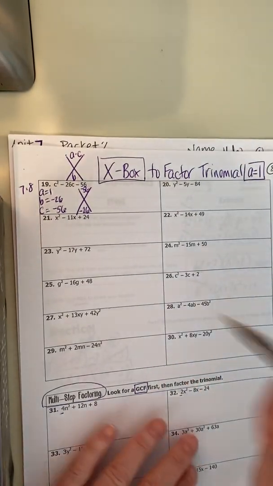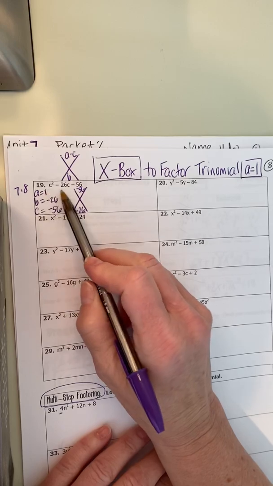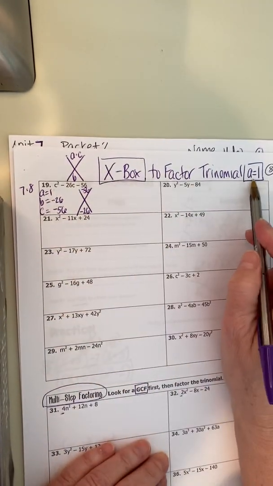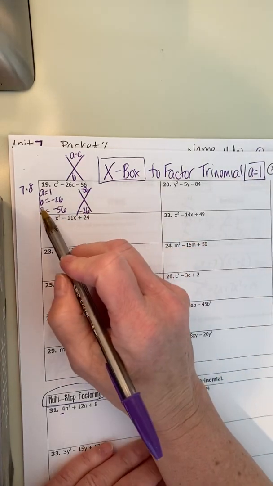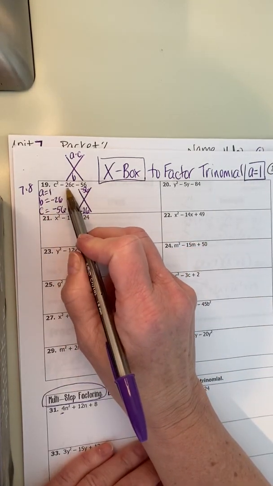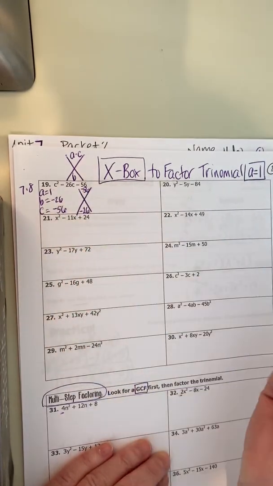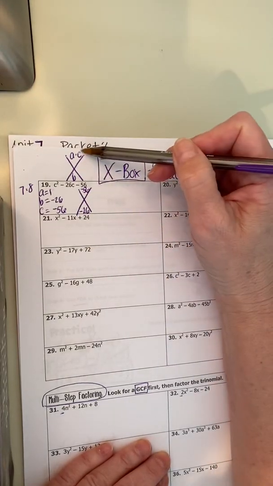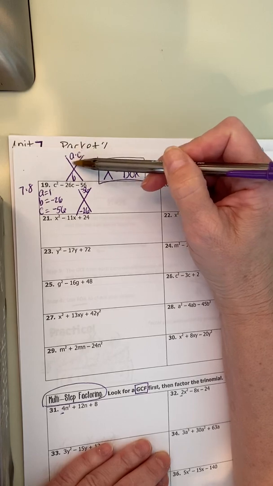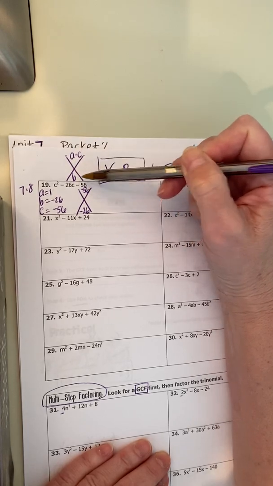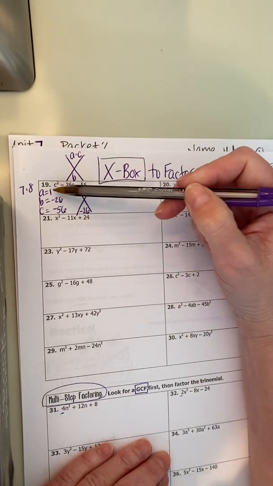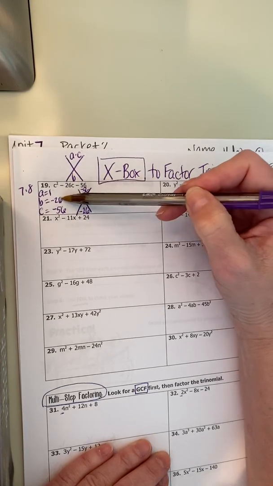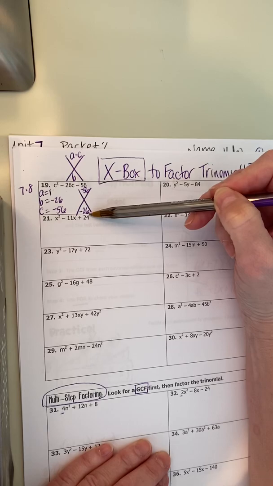So number 19, c squared minus 26c minus 56. The a value is 1, which is what it's supposed to be for this page. The b value is negative 26. The c value is negative 56. So remember, when you set up your X, you need to put the a times c value in the top, the b value in the bottom. So look, 1 times negative 56 goes right there. Negative 26, the b value, goes right here.